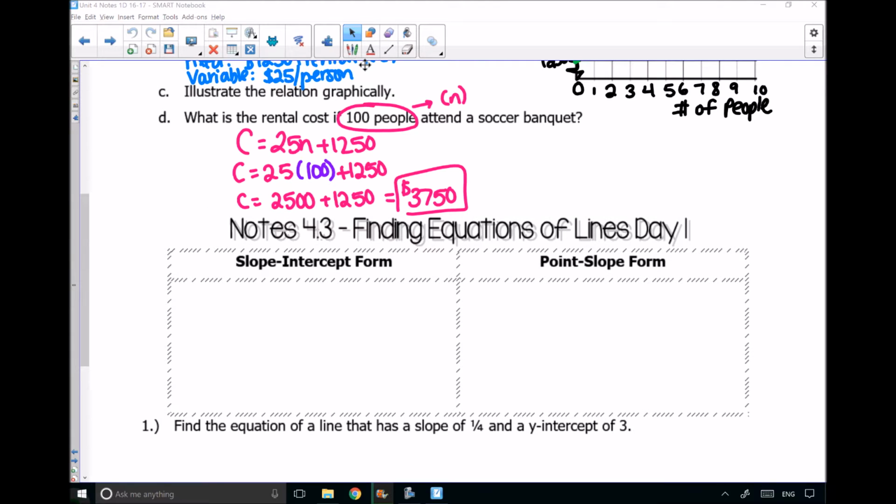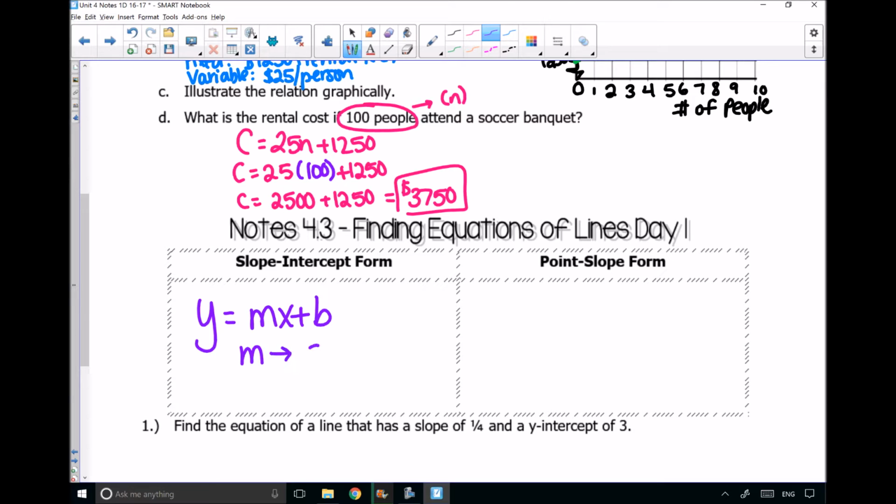The first thing that we have on page 5 is slope-intercept form, which is something we already know how to do. Slope-intercept form we know is going to be y equals mx plus b. I told you guys when we first got this equation, we're going to be using it a lot. So m is slope, and b is your y-intercept, or your initial value, okay?